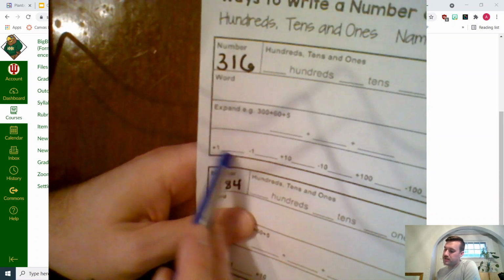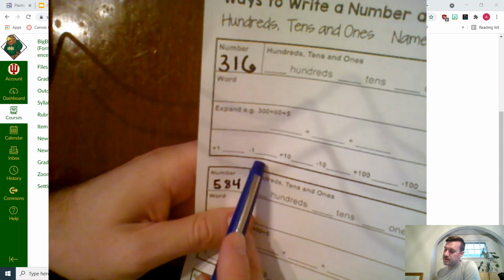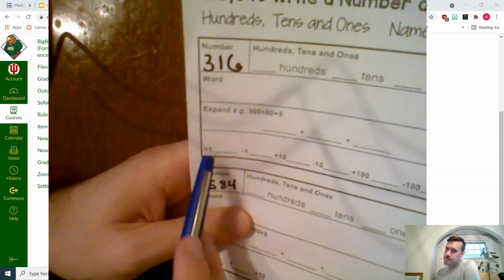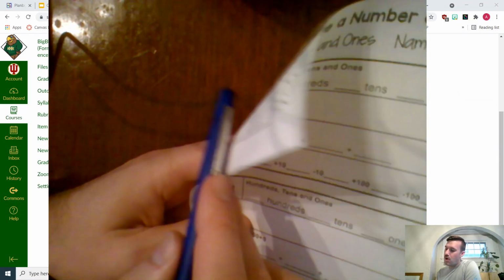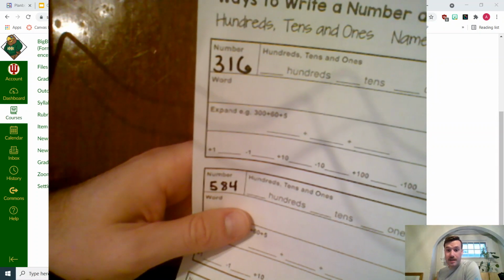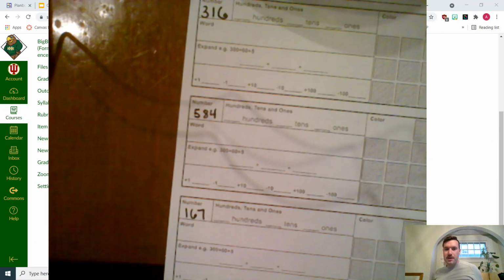So it's not 316 plus 1 is 317, and then 317 minus 1 is 316. You're doing this function here, plus 1, minus 1, plus 10, minus 10, plus 100, minus 100, all to the number 316. Because if you added 100 and then subtracted 100, you'd be right back to where you started. So you're going to do that for all 3, and then you are finished with this activity.